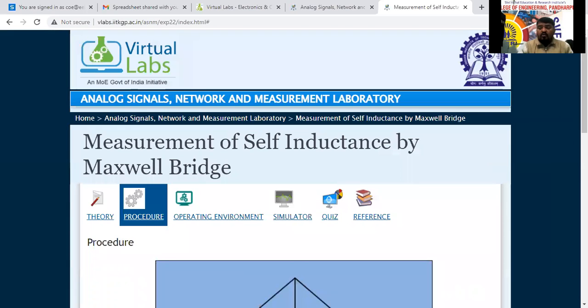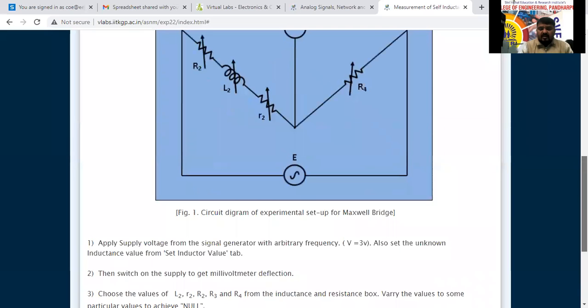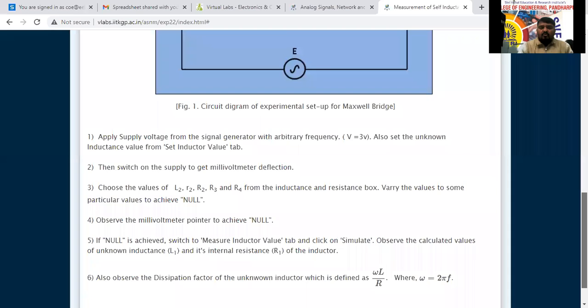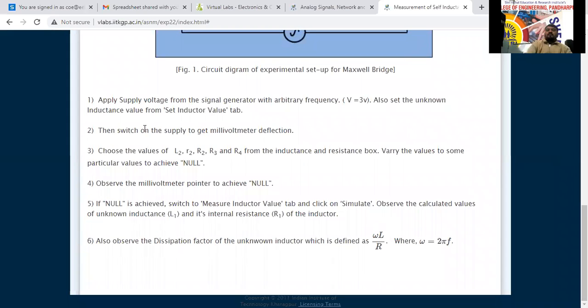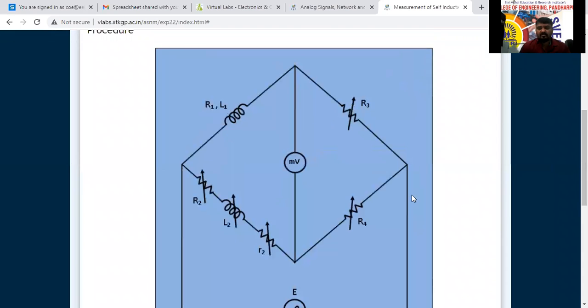How we have to do the experiment in the virtual laboratory. This is the circuit diagram. First, what we have to do? We have to apply the supply voltage from the signal generator with arbitrary frequency. They have mentioned here, we are going to apply 3 volts. Also set the unknown inductance value from the set inductor value. We can set the unknown inductor value, whatever the L1 value is, over there.